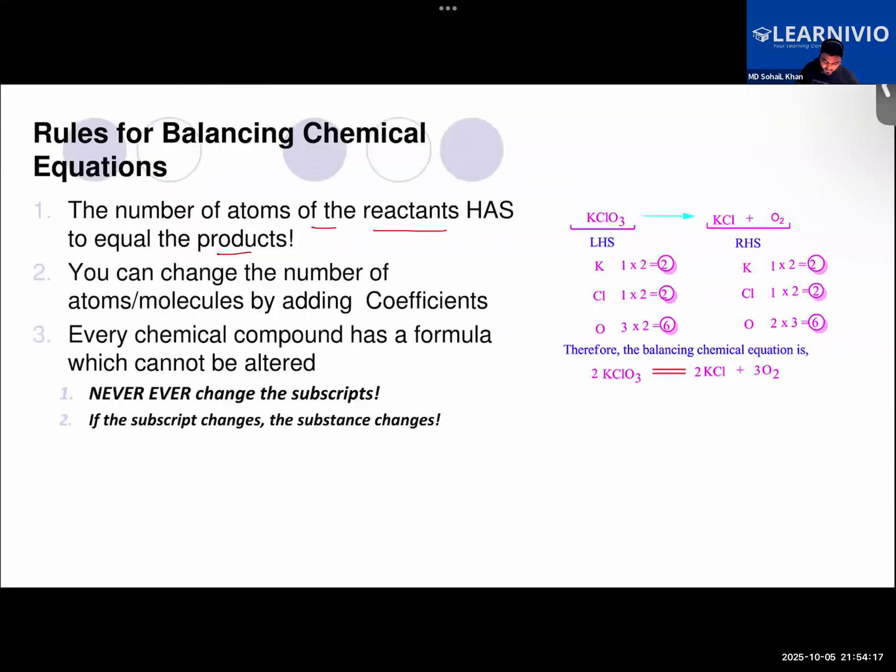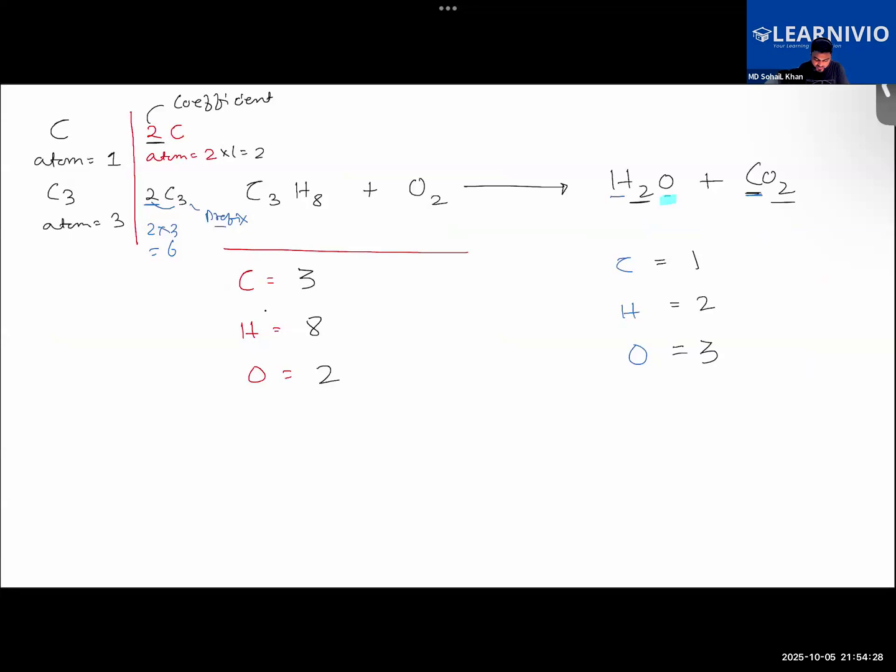The first step is to count the number of atoms of each element on both sides. Then next, as we have made a list of the atoms on both sides, we are going to do the following. Here we have three carbon atoms, and here we have one. If we want to make it three, what can we do? We can write three here.